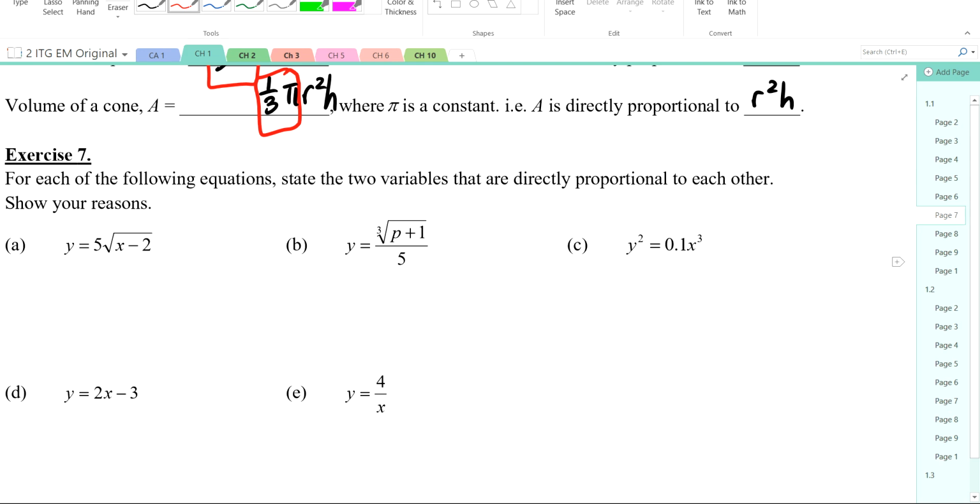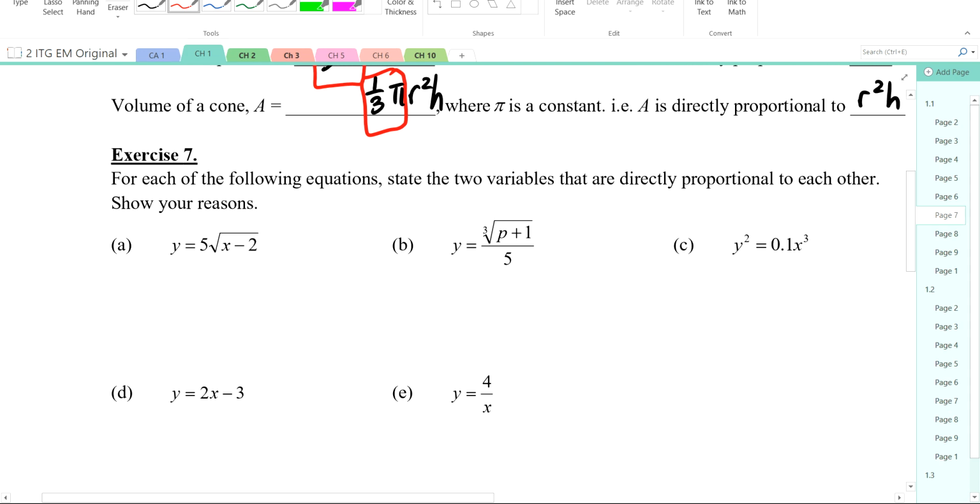Now, for each of the following equations, state the two variables that are directly proportional to each other and show your reason. I'll demonstrate for the first one. The two variables directly proportional to each other are y and, what do you think is the other one? X minus 2? No, there must be a square root. Square root x minus 2. So these are the two variables that are directly proportional to each other.